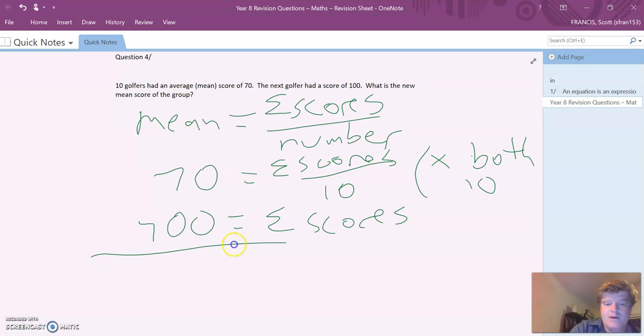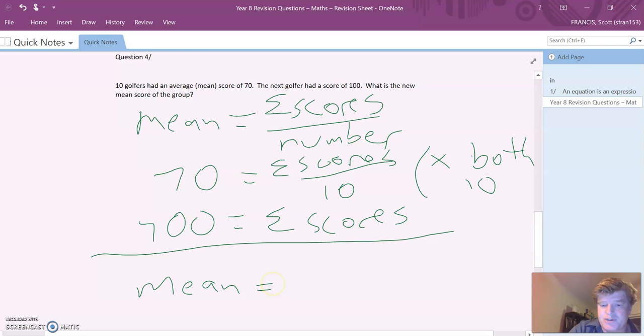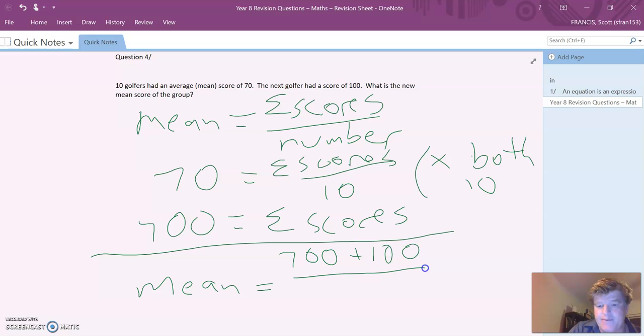Now we have to see how we're going to use this to calculate the mean for the 11 golfers. Well, let's go to our rule. The mean is going to equal the sum of the scores. So when there were 10 golfers, the scores were 700. Now it's going to be 700 plus the 100 of the 11th player, all divided by the fact that we now have 11 golfers.